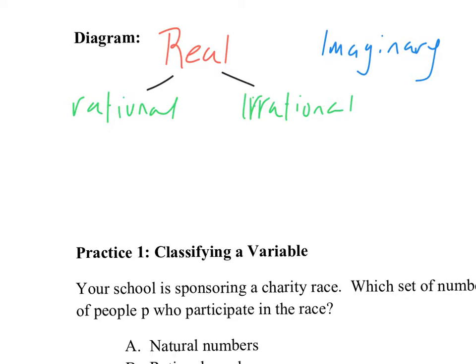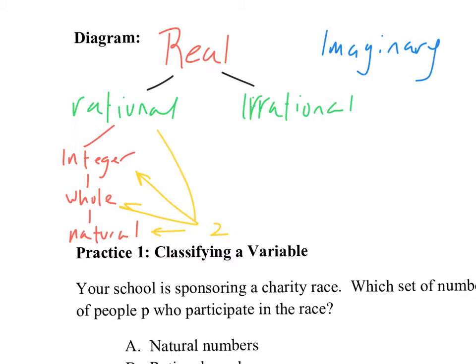If you're rational, you can then be an integer, which then could lead you to a whole number, which then could lead you to a natural number. An easy way to see that is if a number is natural, let me give you an example: 2. 2 is a natural number. It is a positive counting number. If it is natural, it is automatically whole, it is automatically an integer, it is automatically rational, and it's automatically real. So once you're at the bottom, you're automatically everything above.